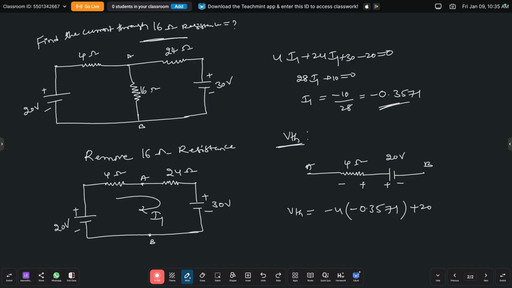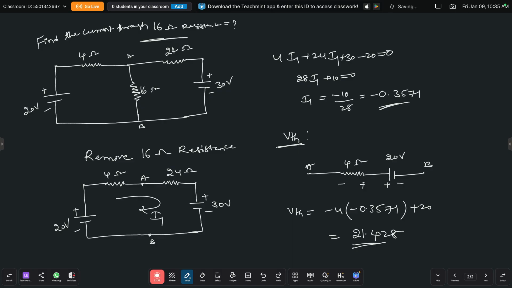Okay. So Vthevenin is equal to minus 4 times the current value, which is minus 0.3571, plus the voltage source value, which is 20. So what is this value? By using the calculator, minus 4 times minus 0.3571 plus 20, and its value is equal to 21.428. So that is the Vthevenin. We just found the value of the current, that is minus 0.3571, as well as the voltage, that is Vthevenin is equal to 21.428.